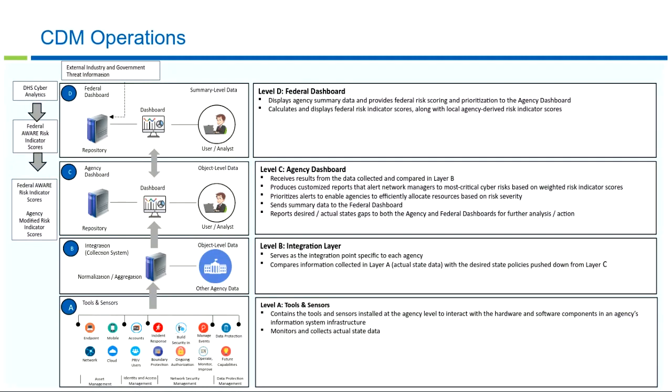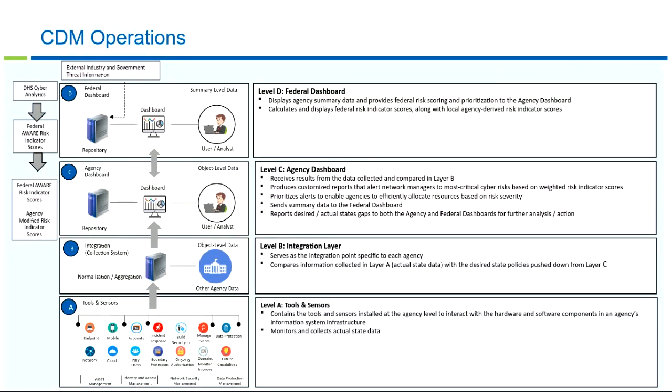The integration point is specific to each agency. It compares the information collected in layer A, actual state data, with the desired state policies pushed down from layer C. So the policies are top down, the data is collected bottom up, and at layer B we can compare what we're actually collecting to what our desired state is. The desired state is pushed down from level C.